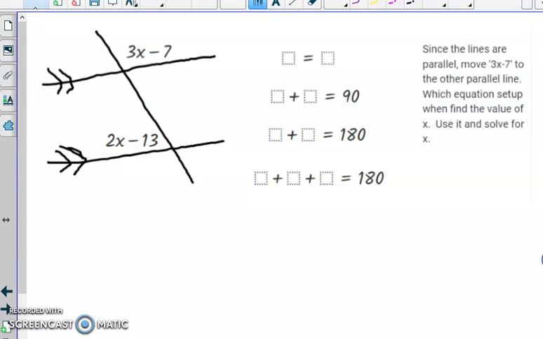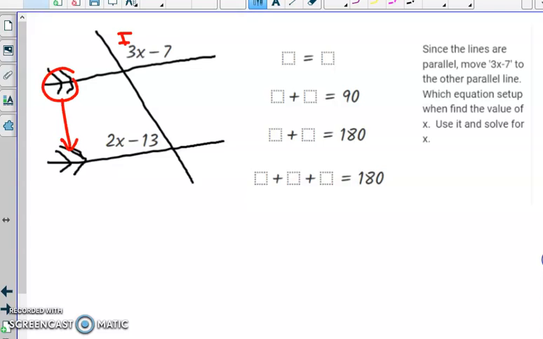All right, so in the parallels, what I suggest that you do is you take that 3x minus 7, as it says in the directions, and you slide it down and place it where it belongs in the parallel line. So we come from parallel line to parallel line.